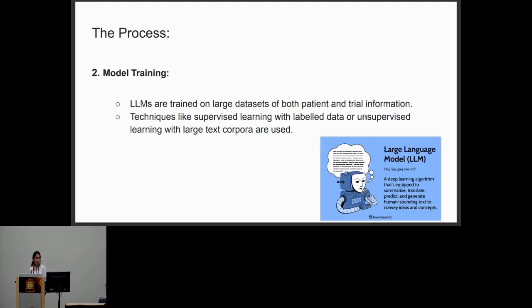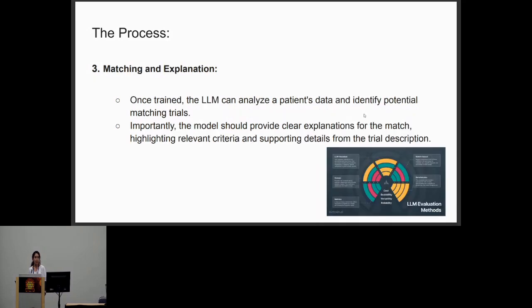In the second part of the process, we have training the model. And here, when we are talking about large language models, we need to train these models on large datasets of both the patient and the trial information. The current approaches used in the clinics include supervised and unsupervised approaches. And the last part of the process is matching and explanation. So when the model is trained on the patient data and analyzes both the data of the patient and the trial and identifies the possible better matches for the patients, we need to provide a clear explanation for both the clinician and the patients.